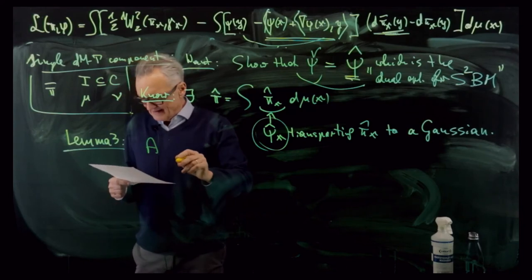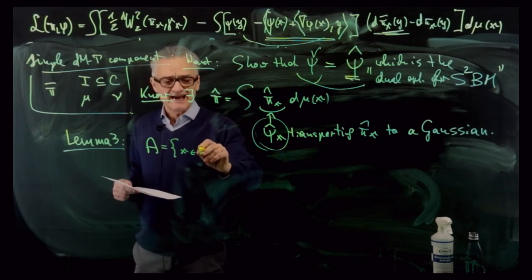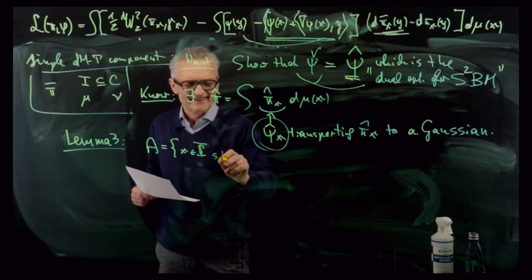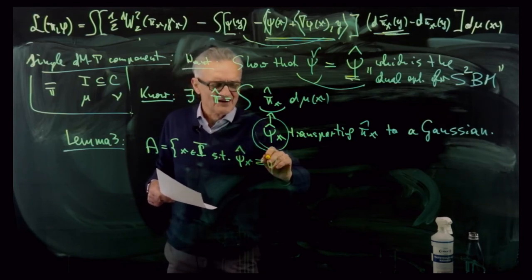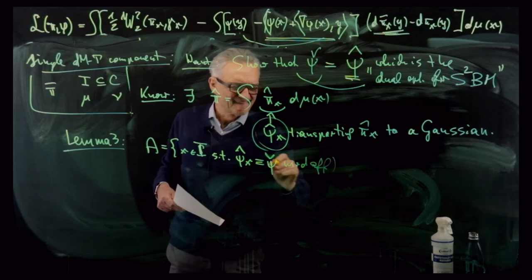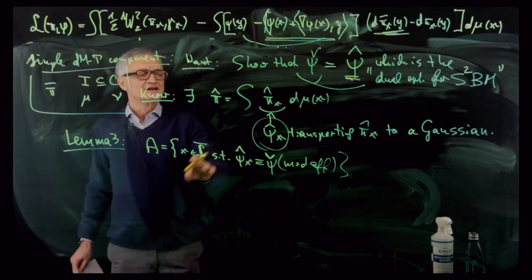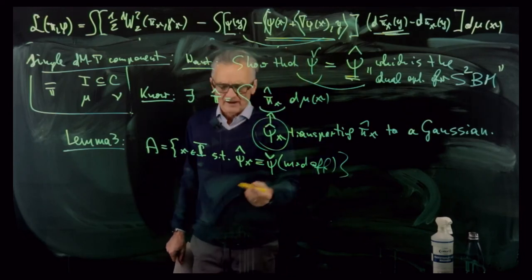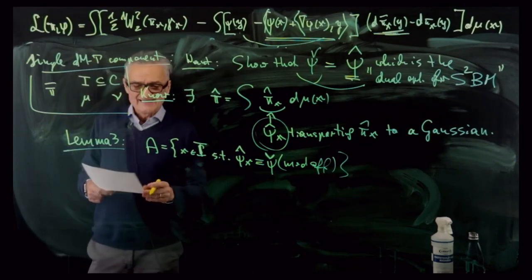Let A be the x in R^d, or in our case the x in I, because we are here already in an I, such that psi hat x is different from psi check modulo affine functions. And of course we want to show that A has mu-measure zero, and then we are finished.